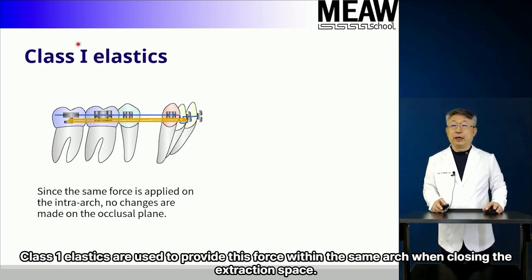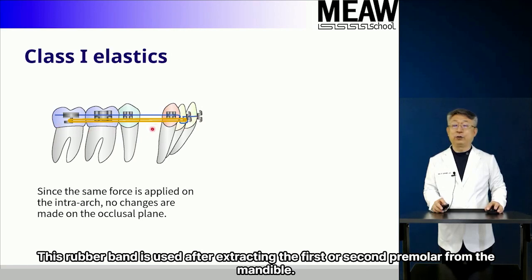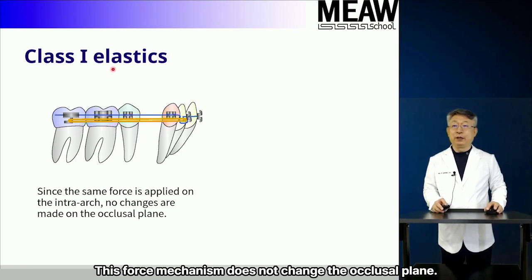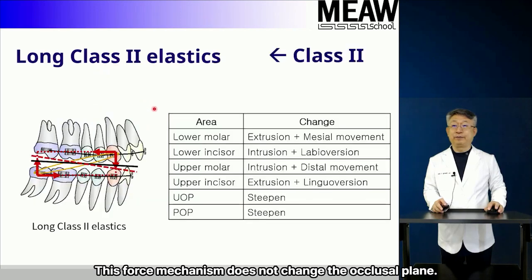Class 1 elastics are used to provide this force within the same arch when closing the extraction space. This rubber band is used after extracting the first or second premolar from the mandible. This force mechanism does not change the occlusal plane.